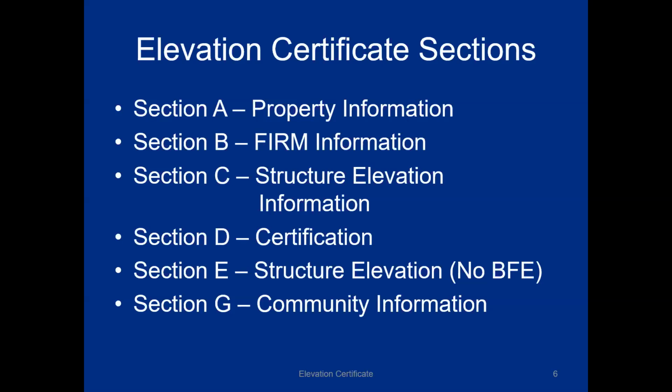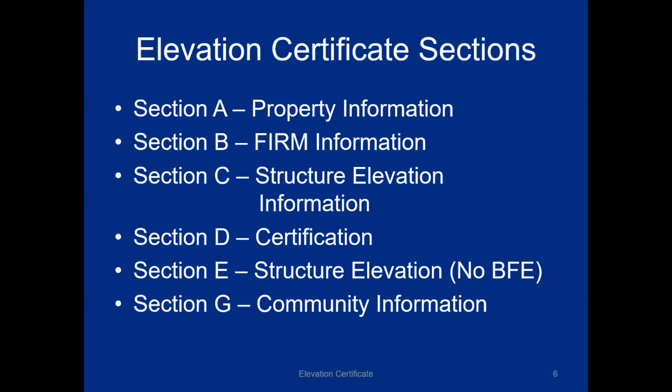Section E can be used to document structure elevation in zones that have no base flood elevation. That could be an AO zone, which has a depth, or an A zone, which doesn't have a base flood elevation. Now, having said that, for newly constructed buildings and substantially improved buildings, communities should be requiring the elevation certificate with the information in Section C, and here's why.